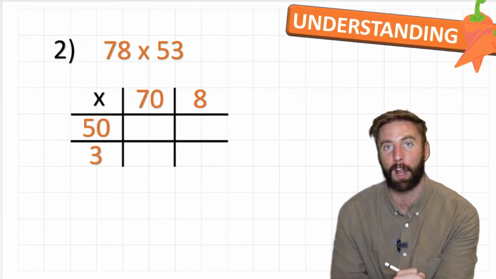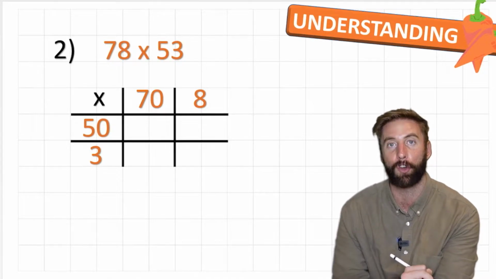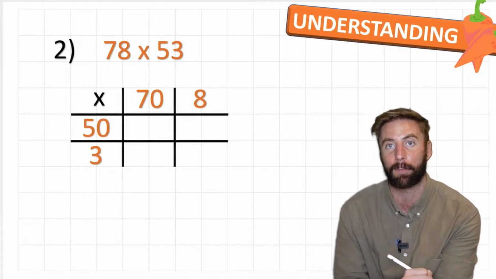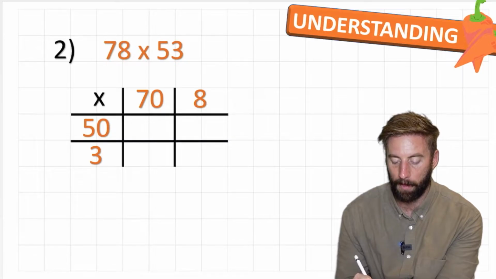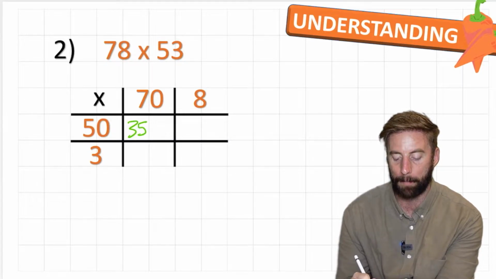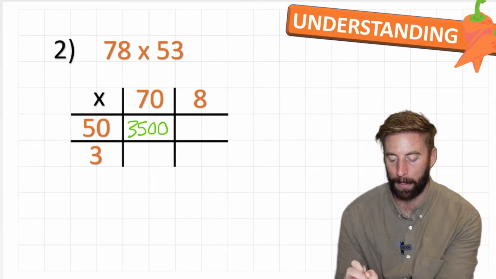Well, again, I don't like 50 times 70. I'm going to make it 100 times smaller and work out 5 times 7. 5 times 7 is 35. So put my 35 in place and then put back my 1, 2 placeholders.